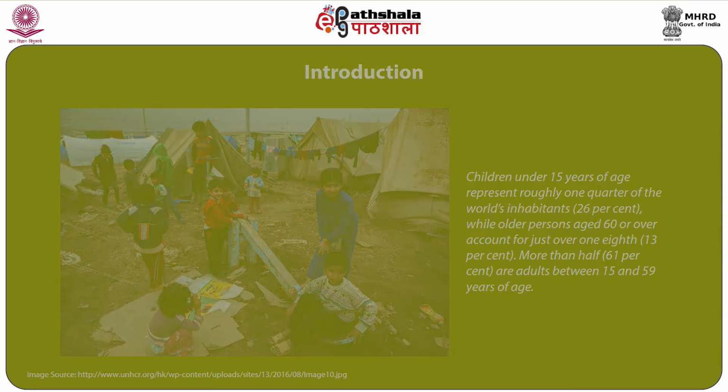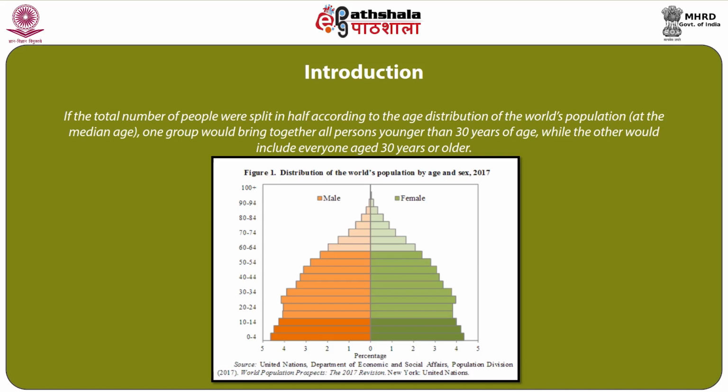If the total number of population were split into half according to the age distribution of the world's population, at the median age, one group would bring together all persons younger than 30 years of age, while the other would include everyone aged 30 years or older. The age pyramid indicates at the global level how the gender-wise population across different age groups looks, and it is depicted in the figure.